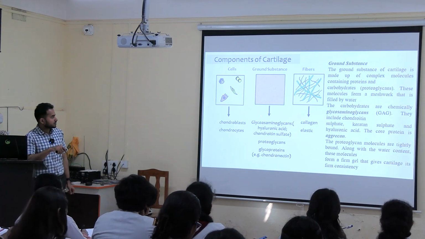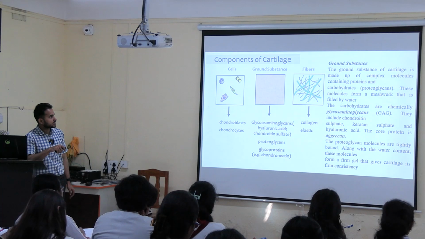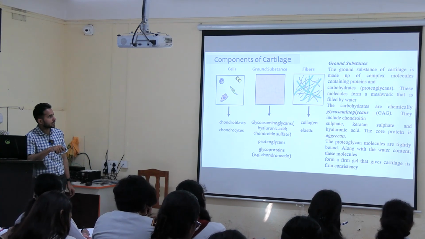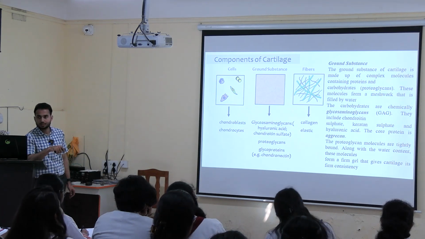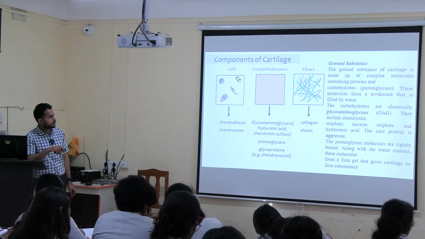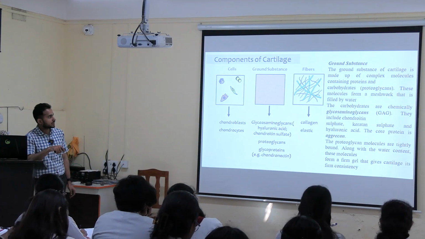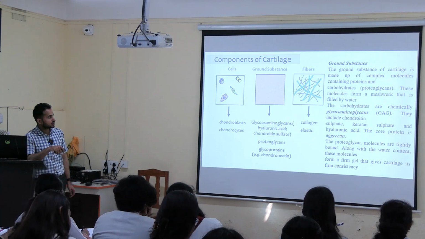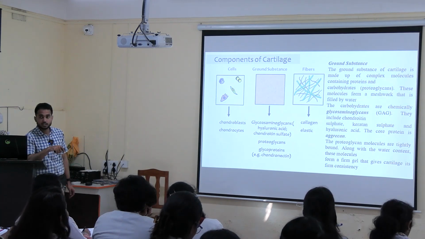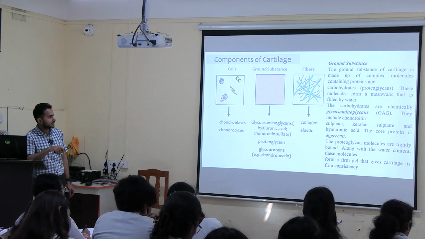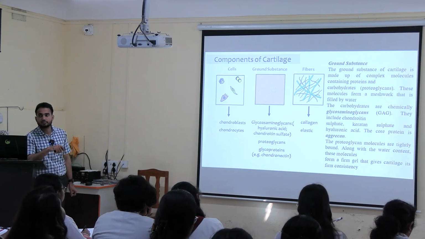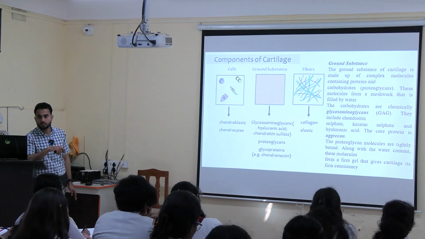Next, ground substance is there. Now the ground substance, as you can see, is made up of complex molecules containing protein and carbohydrate, and these are called proteoglycans. These molecules form the meshwork that is filled by water. The carbohydrates are chemically GAGs, also called glycosaminoglycans, and they include keratan sulfate, chondroitin sulfate, and hyaluronic acid. So these are the ingredients present in the ground substance of cartilage, which is unique for it.